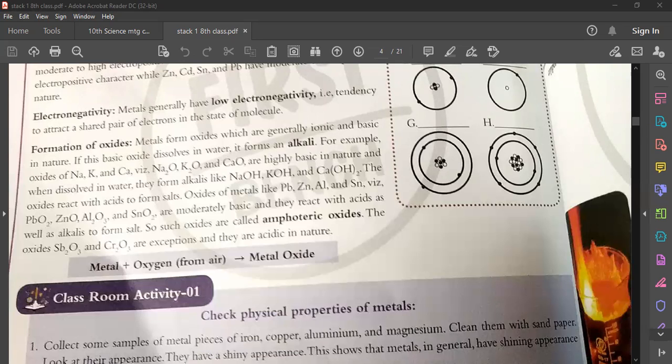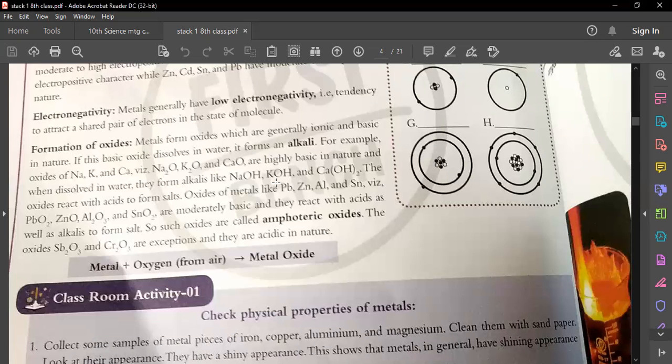Then what is the meaning of amphoteric nature? Sir, they react with both the acids and the alkalis. Amphoteric oxide means oxide which shows both the acidic properties as well as the basic property. Amphoteric oxide means what? Oxide which will show both acidic property as well as the basic property. That is called amphoteric oxides.